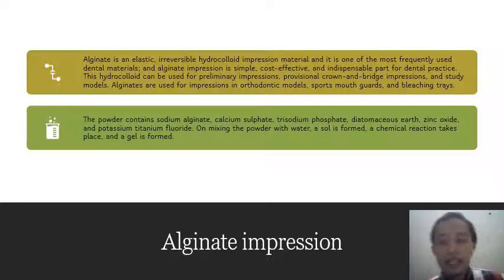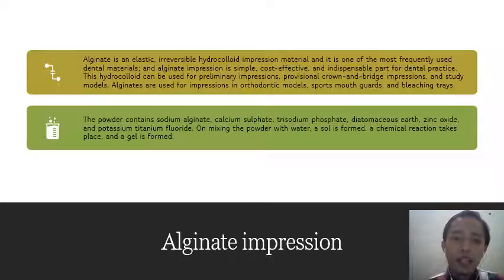Alginate is an elastic, irreversible hydrocolloid impression material, and it is one of the most frequently used dental materials because alginate impression is simple, cost-effective, and an indispensable part of dental practice. This hydrocolloid can be used for preliminary impression, provisional crown and bridge impression, and also for study models. Alginate impression is also used for impressions in orthodontic models, sports mouthguards, and bleaching trays.